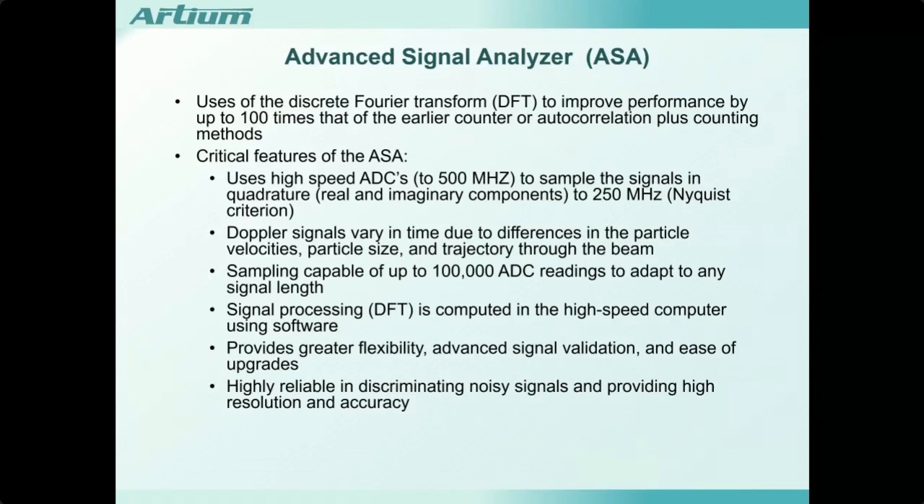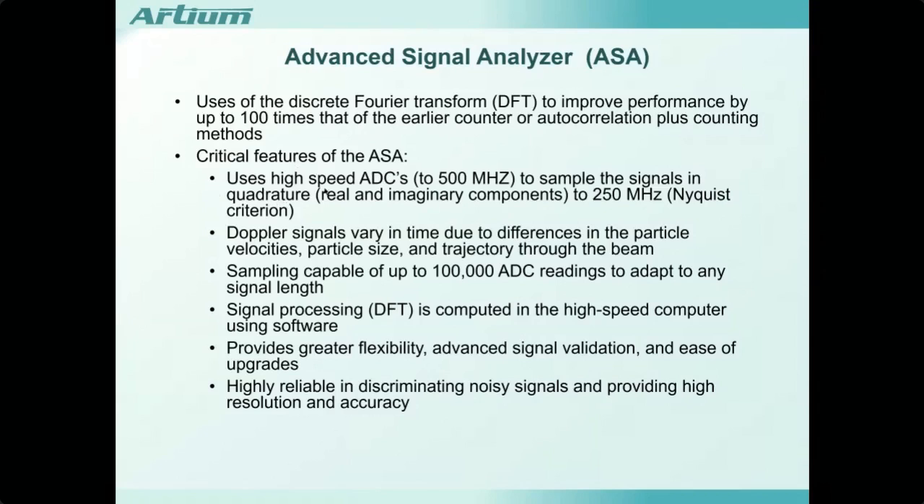So we've developed that approach into our advanced signal analyzer. We call it the ASA. And this device uses an advanced form of the discrete Fourier transform. And we've shown that it improves the performance up to 100 times that of the earlier counter processors. At NASA, in the early days, we just had counter processors to find the signal period. And they were subject to noise, so we really had to struggle for good quality signals to make reliable measurements.